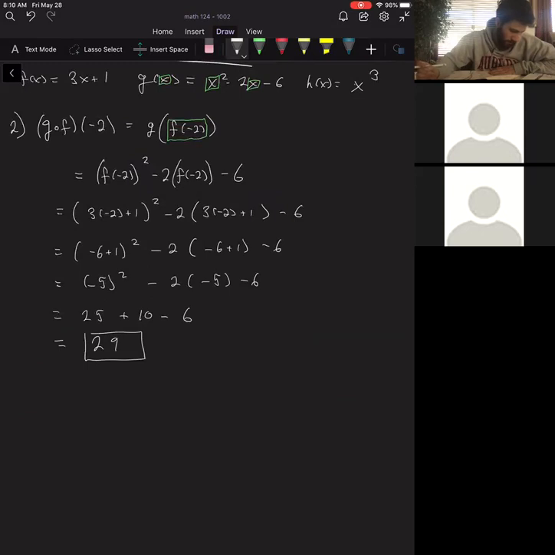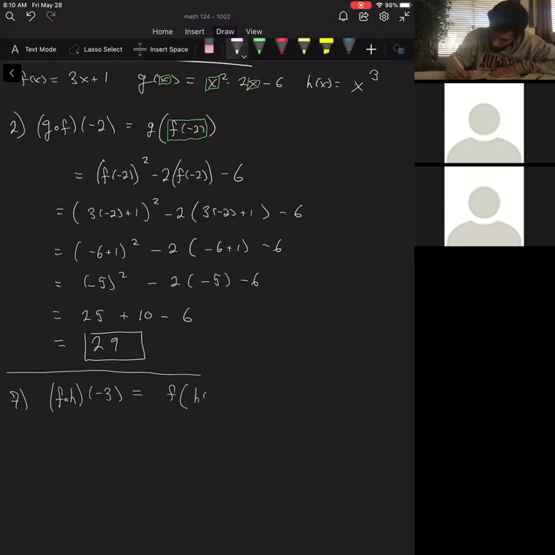All right, and how about f and h? Maybe we could do that one. Let's do number 7. Number 7 is telling us to find f of h of minus 3, which is equal to f, and we're plugging in now h of minus 3.